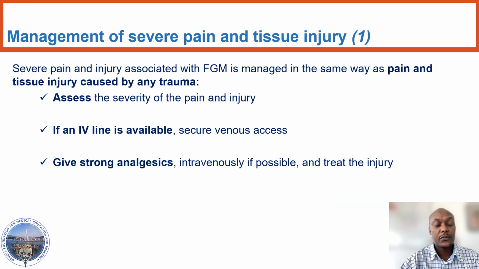We will now move into the management of specific immediate or short-term health complications related to FGM. And the first one is severe pain and injury to tissue. Severe pain and injury to tissue associated with FGM is managed in the same way as pain and tissue injury caused by any trauma is managed. First, you assess the severity of the pain or injury, and if an IV line is available, you secure venous access, and then you give strong analgesics, if possible intravenously, and treat the injury.